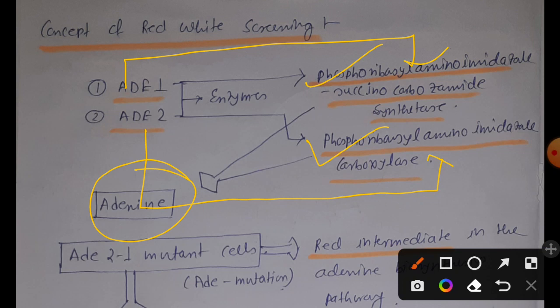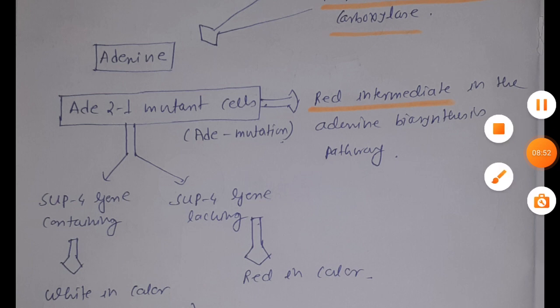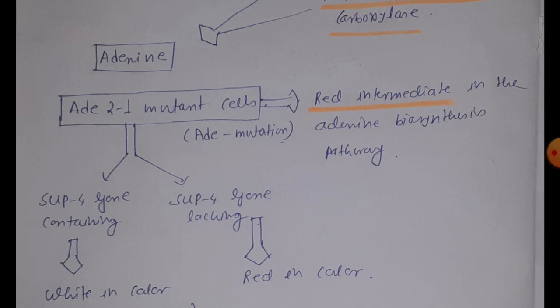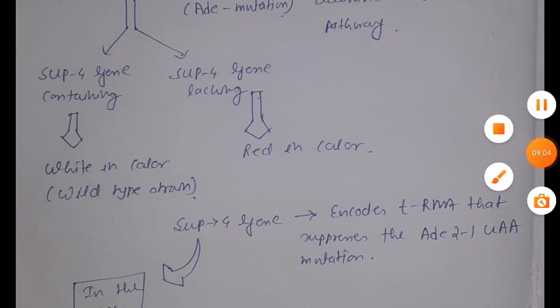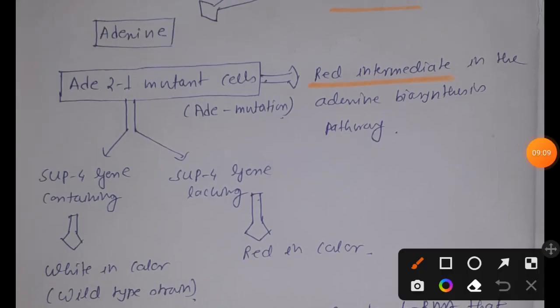Now in case of YAC vector, the yeast host cell that we are using is not a normal or wild type. Instead it is a mutant cell. The name of this mutation is ade2-1 UAA mutation, and we are going to talk about this. This type of mutant cell is known as an ade2-1 mutant cell. This mutant cell cannot produce adenine completely. Instead, it produces a red color intermediate.